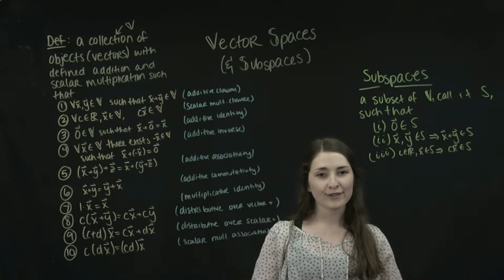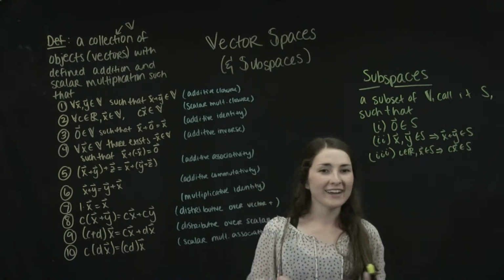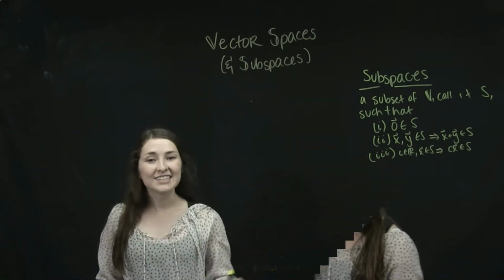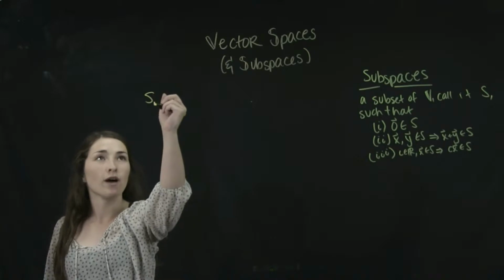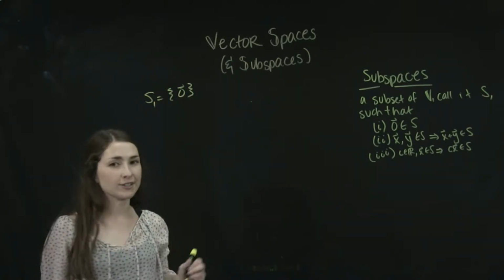So now let's look at a few examples. We're going to go ahead and erase this, but keep these in the back of your mind because they're going to be really helpful for analyzing different collections of objects. Let's consider our first subset. Our first subset, we're going to call it S1, is simply going to be the zero vector.